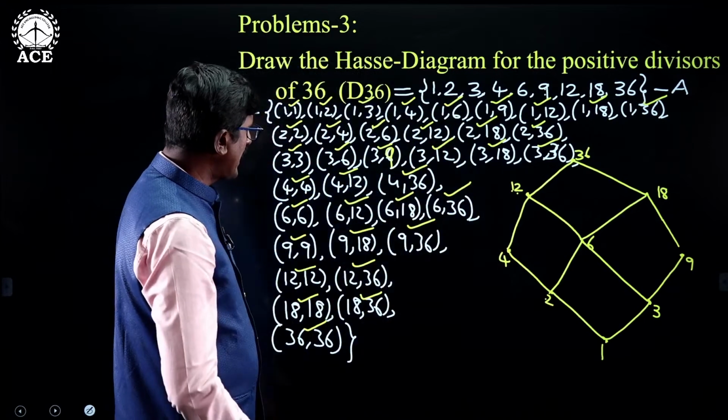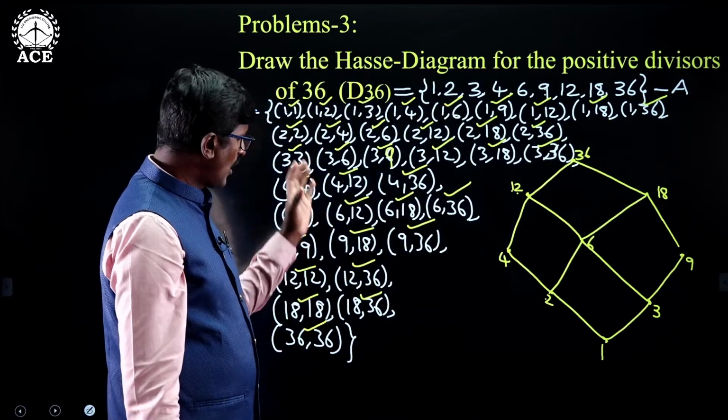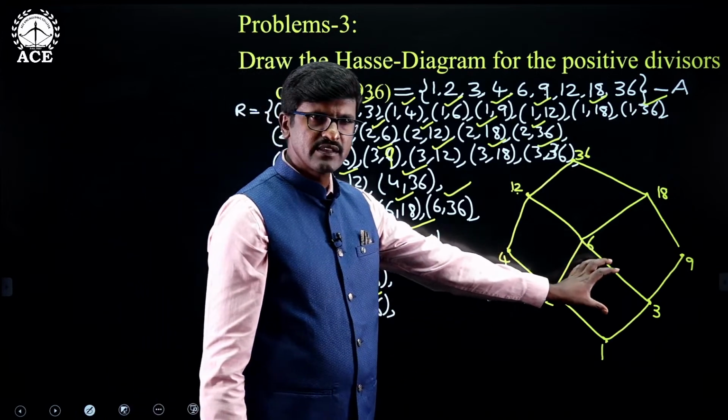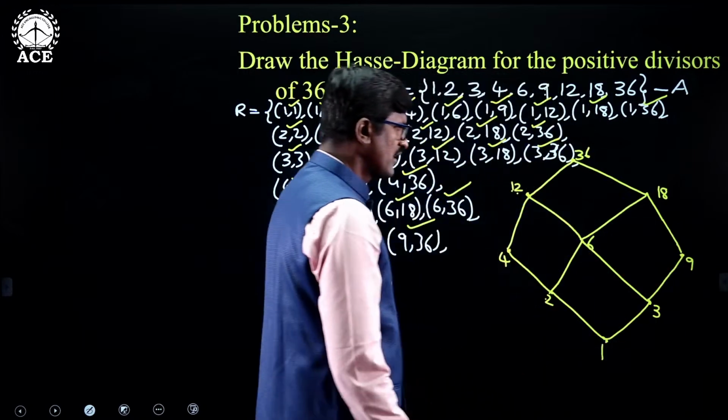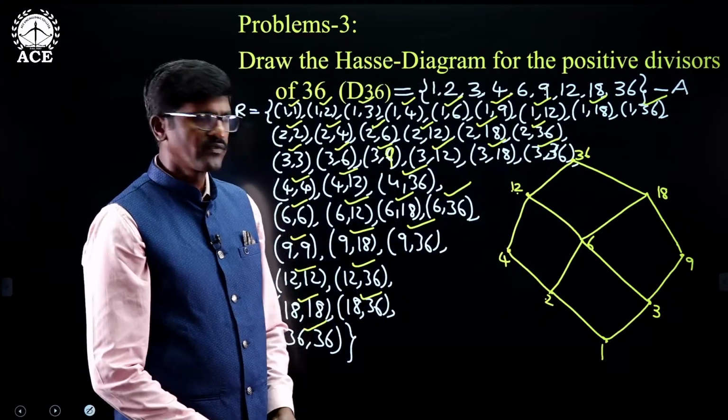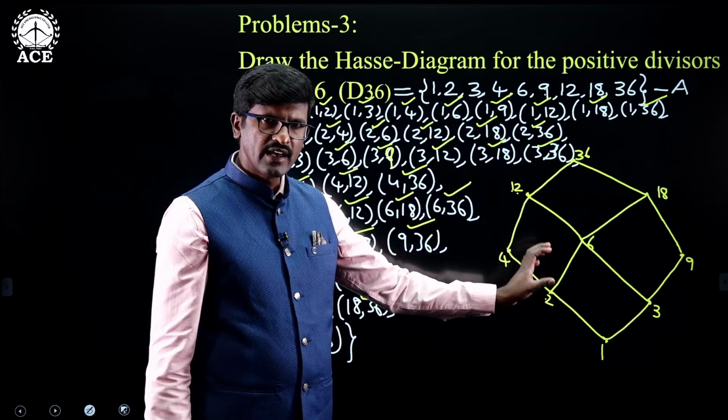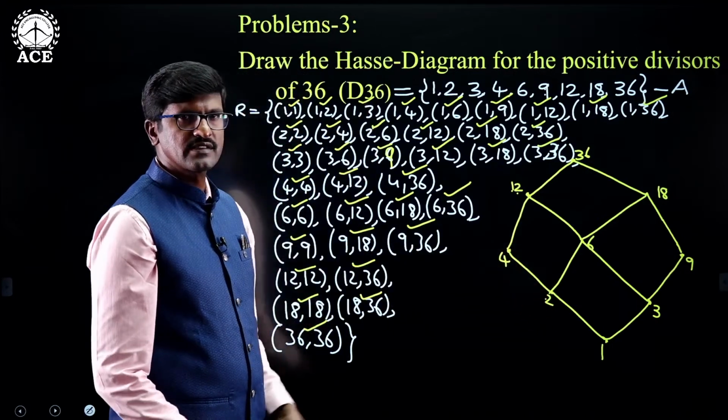So now if you look at all the ordered pairs, all these ordered pairs are represented in this graph by using the three conventions. Therefore, this is the Hasse diagram for the positive divisors of 36.